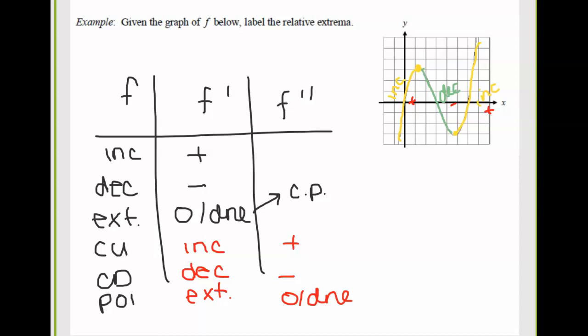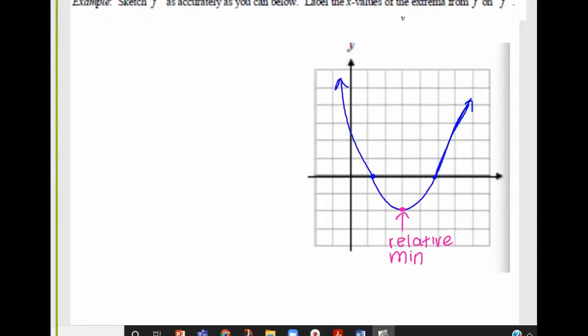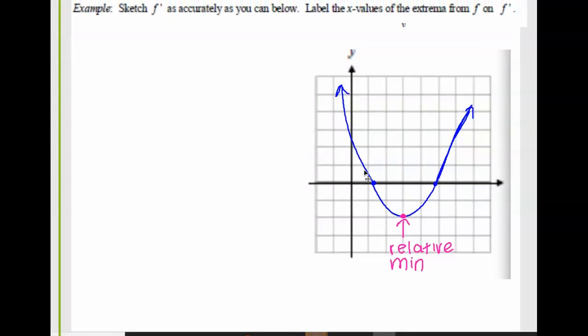And if you have an extrema, then it is a 0 on our derivative. So my derivative, or f prime graph, is going to have two zeros, and it's going to go positive, negative, positive. So positive, 0, negative, positive, and 0 in between.